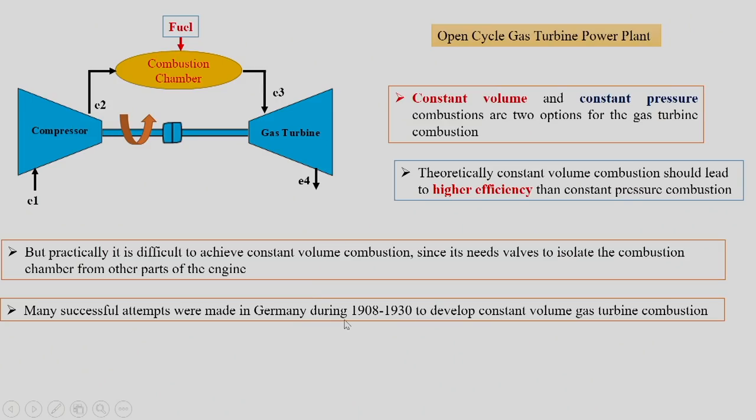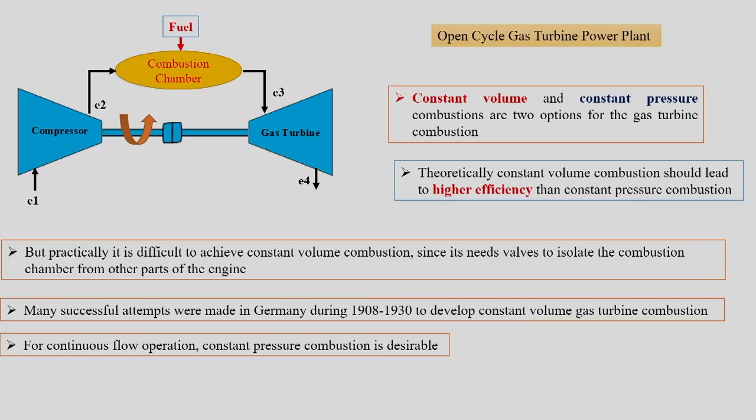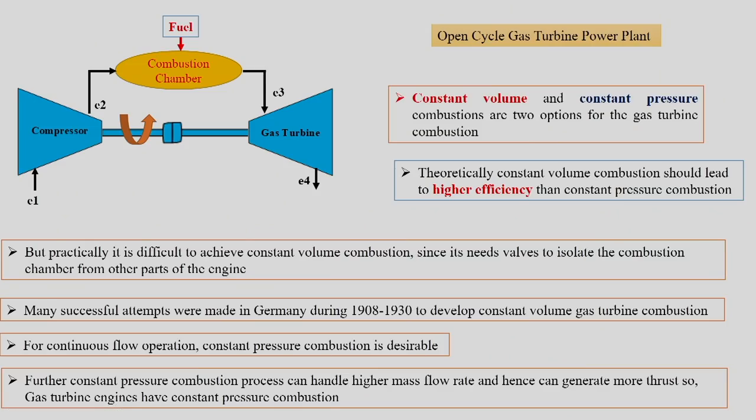So it is not possible, or rather it is difficult, to have valves in a gas turbine power plant. However, many successful attempts were made in the period of 1908 to 1930 in Germany to build a gas turbine power plant with constant volume combustion. However, constant pressure combustion is desirable for a continuous flow machine. There is one more advantage of constant pressure combustion: we can handle a large mass flow rate of the working medium. So since constant pressure combustion can deal with continuous operation and can handle a large mass flow rate, it is the desirable option among the two, constant volume combustion and constant pressure combustion.